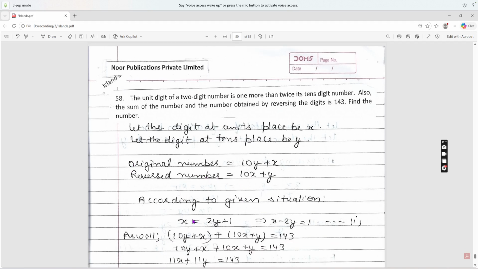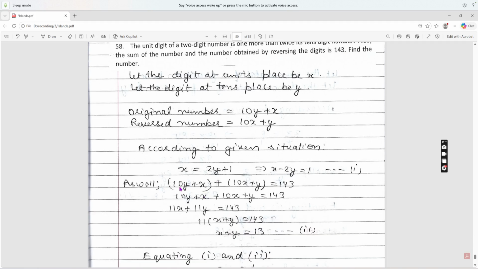Now according to the question, just see: the unit digit, which is x, of a 2-digit number is, and whenever "is" is written we put the sign of equality, one more, that is plus 1, than twice its tens digit. What is the tens digit? That is y. What would be its twice? 2y. So 2y plus 1, because it is written one more, so one more is plus 1. So x is equal to 2y plus 1. That can be written as x minus 2y is equal to 1. Now the next condition is given. The sum of the number and the number obtained by reversing the digits is 143.